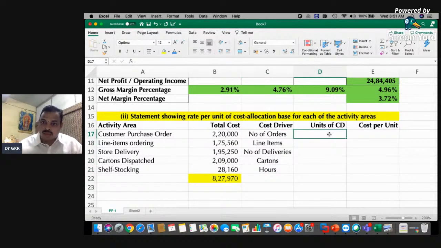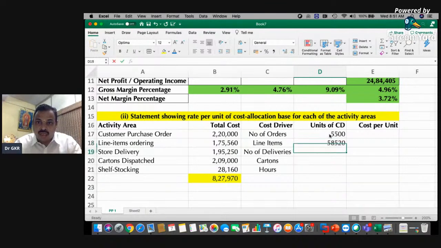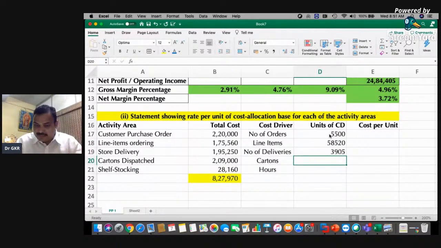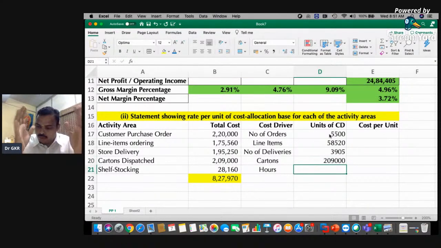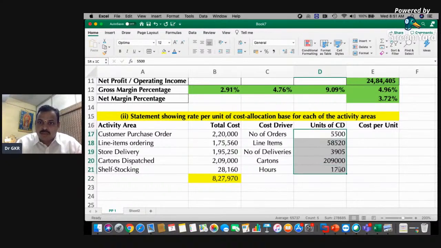Okay. And what is the units of cost driver? 5,500 number of orders we have taken. 58,520 line items. That means that many products you have to count and check, because each line item will have number of quantity. That means time is involved. So overheads is involved. So 3,905 deliveries. 2,09,000 units of carton box. 40. 1,960 hours. So this is your units of your cost driver.